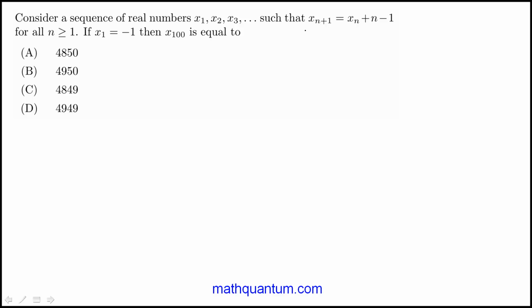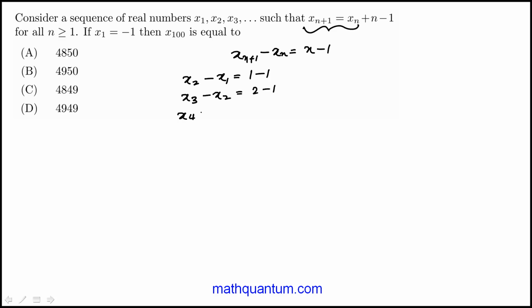So in this question, the key thing to note here is that the difference between the consecutive terms is n minus 1. So what that means is that if n is 1, this becomes x2 minus x1 is 1 minus 1, and then x3 minus x2. And the motivation for this is you'll see pretty soon. N is 2, 2 minus 1, x4 minus x3. So you want to do it enough that you can see the pattern.